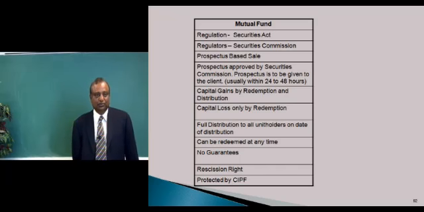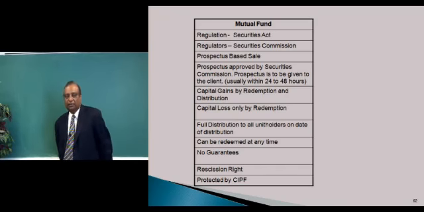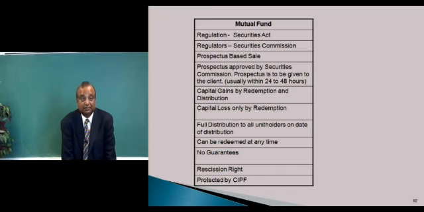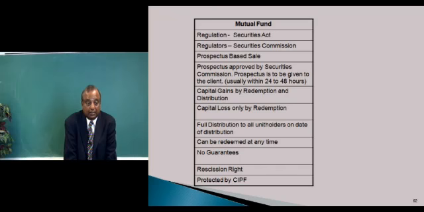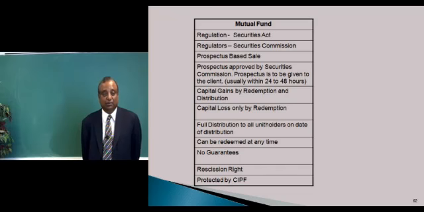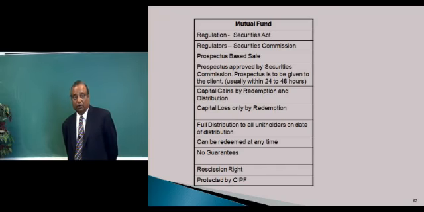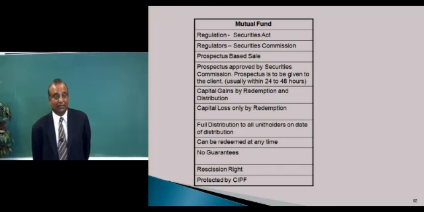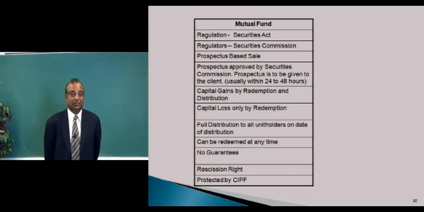Now let's just look at mutual funds. Mutual funds are regulated by the Securities Act, and the regulators are the Securities Commission. The sale is based upon a prospectus, which is a document that's going to give some details about the fund. It's going to say what the objective of the fund is, what the management expense ratio is, what the past performance of the fund is, what the risks associated with investing in this fund are, what the top 10 investments that this fund carries are, and so on.